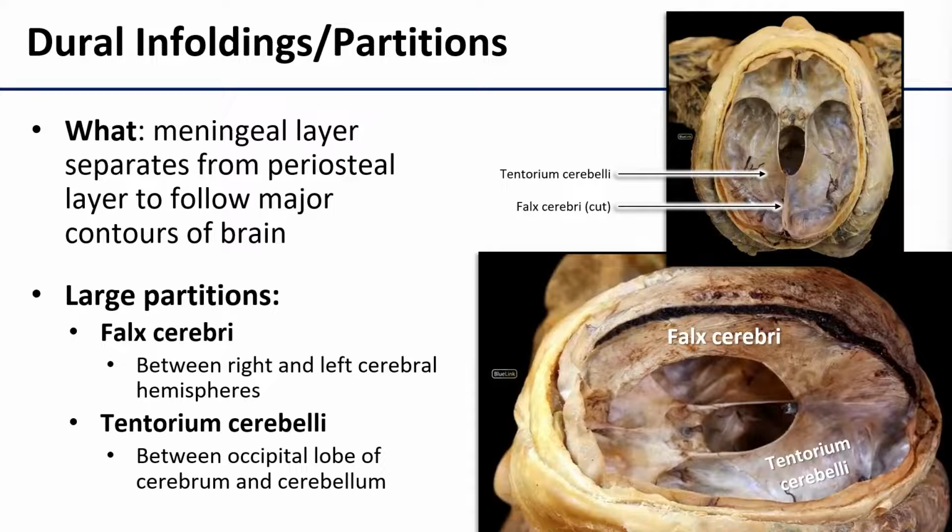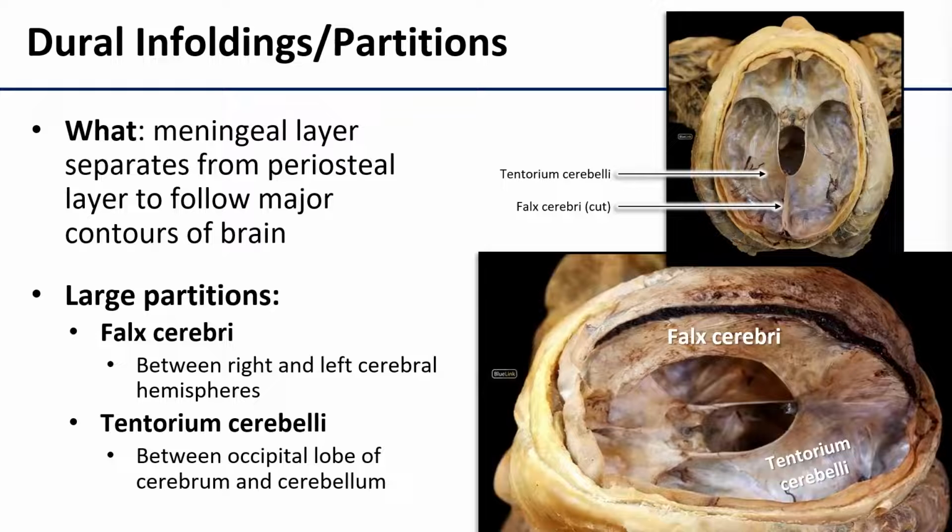There are several of these dural infoldings surrounding the brain. The two largest are the falx cerebri, that sits in the mid-sagittal plane between the right and left cerebral hemispheres, and then the tentorium cerebelli that sits between the occipital lobe of the cerebrum and the cerebellum.